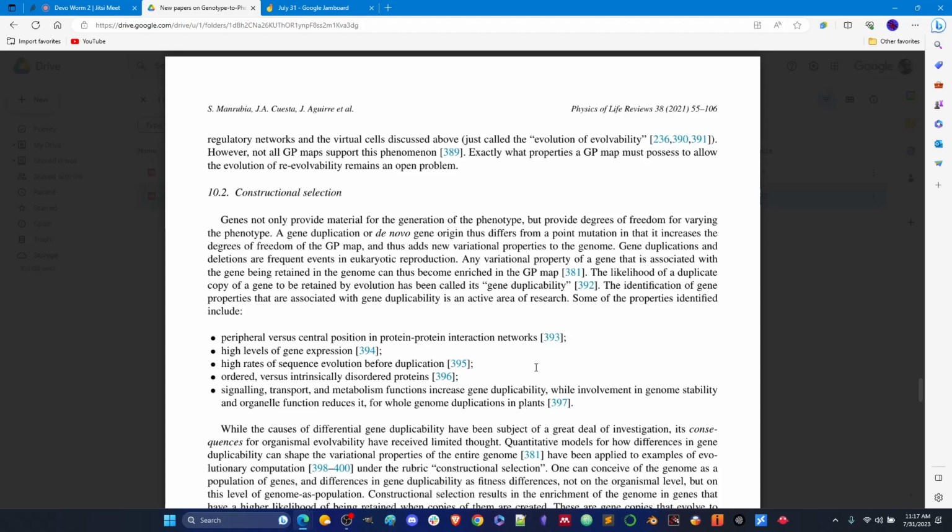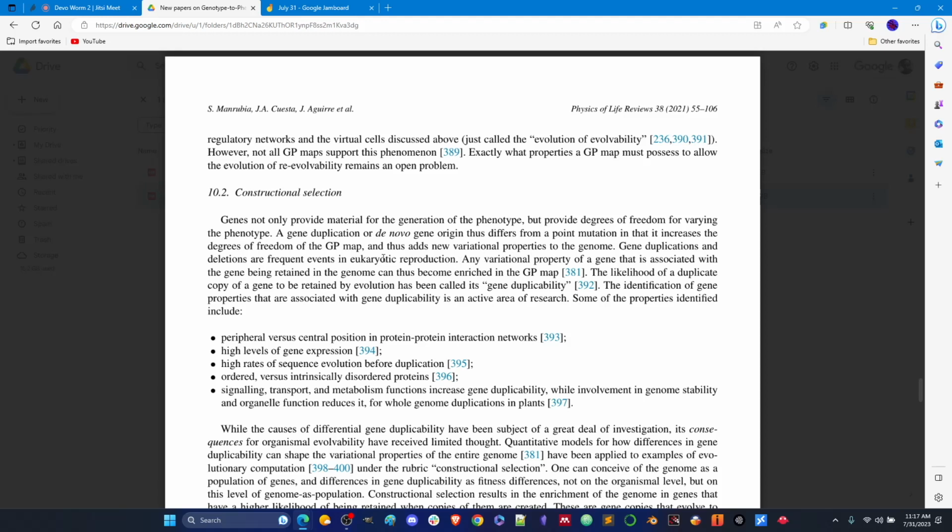So another area is constructional selection. They point out here that genes not only provide material for the generation of the phenotype, but also provide degrees of freedom for varying the phenotype. A gene duplication, or de novo gene origin, thus differs from a point mutation in that it increases the degrees of freedom of the GP map. So different types of mutation matter, and gene duplications can increase the number of degrees of freedom of the genotype and thus the phenotype and that entire mapping, and thus add new variational properties of the genome.